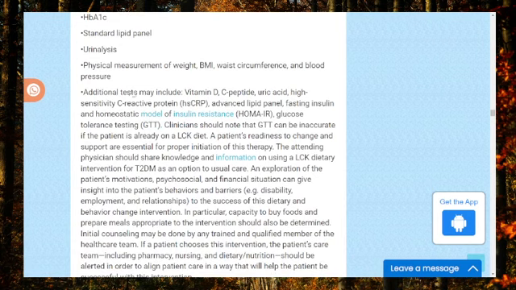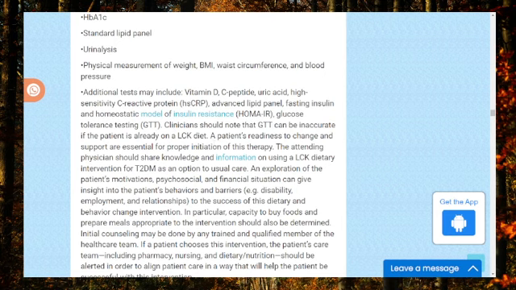Number 8, additional tests may include, this is another point basically. Additional tests may include vitamin D, C-peptide, uric acid, high sensitivity C-reactive protein or HSCRP, advanced lipid panel, fasting insulin and homeostatic model of insulin resistance, HOMA-IR, glucose tolerance test, GTT, etc. Clinicians should note that GTT can be inaccurate if the patient is already on LCK diet.